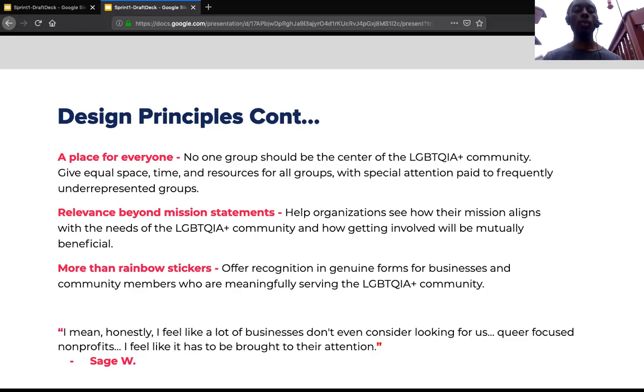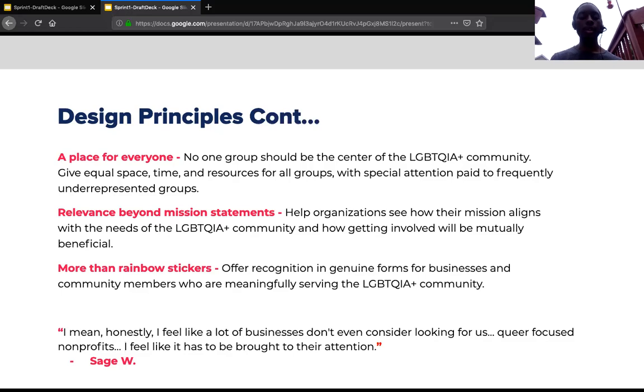We have a few more as well. We want to make sure that it's not focused on just one group within the LGBTQIA plus community. We want to make sure that it's paying special attention to the underrepresented groups too, like trans people, non-binary people, people who are living with HIV, and this, that, and the other. Make sure that their needs are being met with this portal.